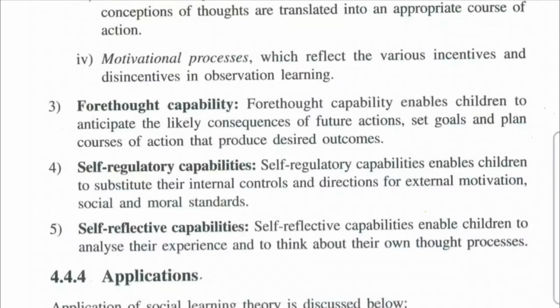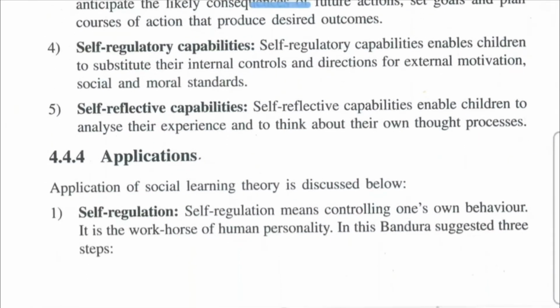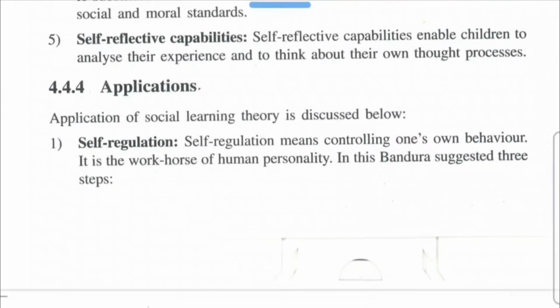3. Forethought capability. Forethought capability enables children to anticipate the likely consequences of future actions, set goals, and plan courses of action to achieve desired outcomes. 4. Self-regulatory capabilities. Self-regulatory capabilities enable children to replace external motivations, social and moral standards with their internal controls and directions. 5. Self-reflective capabilities. Self-reflective capabilities enable children to analyze their experiences and reflect on their own thought processes.